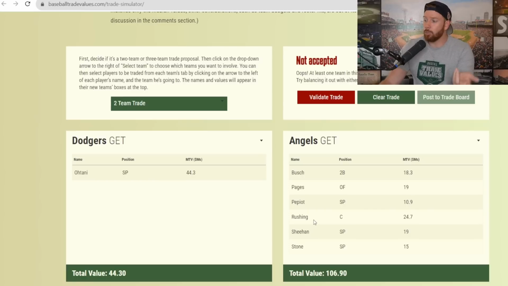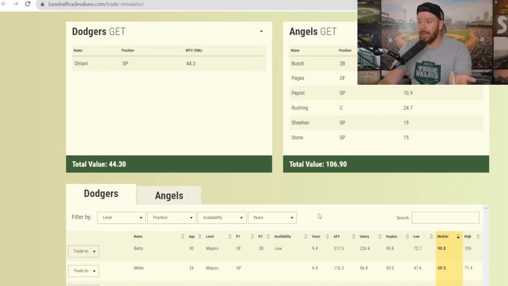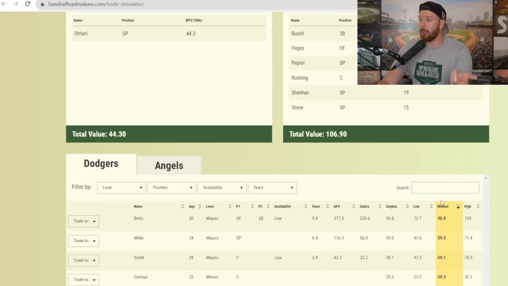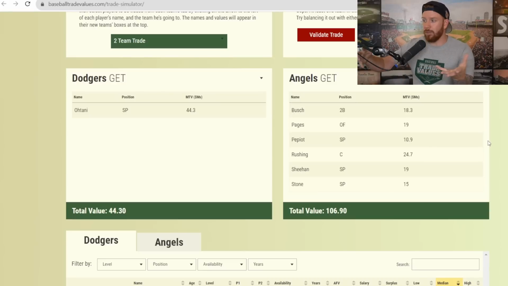I even have Rushing in here instead of Cartaya, because if you go look at Cartaya's value, it is higher, right around near 30, while Rushing is at 24. So even with the lower value guy, it's still just so out of the question here. You got 6 prospects here. Now, this looks like a package more in line with something for Juan Soto last year. This is way too much.